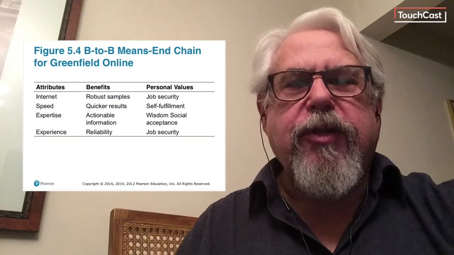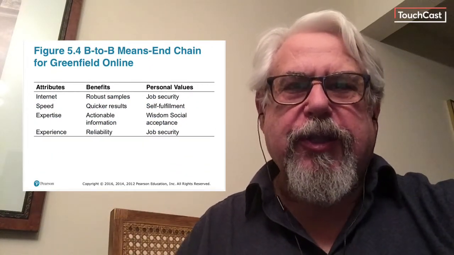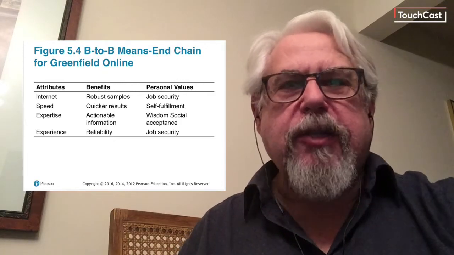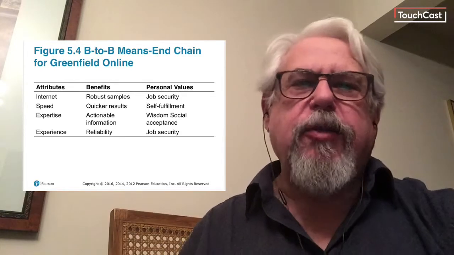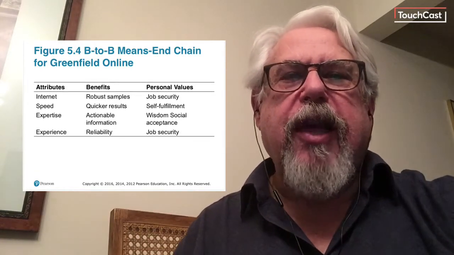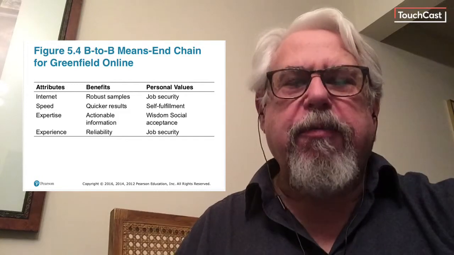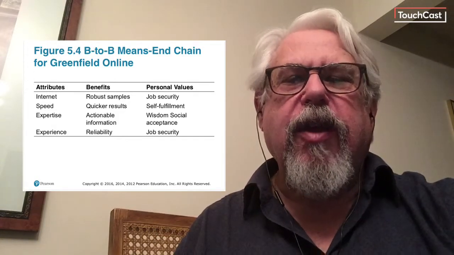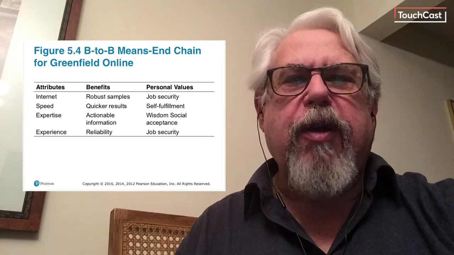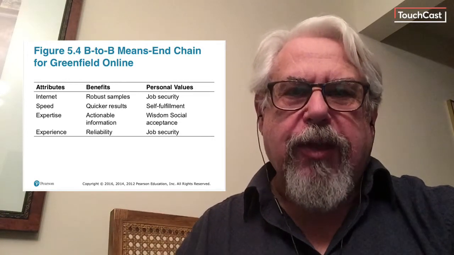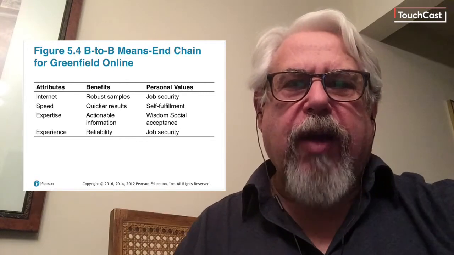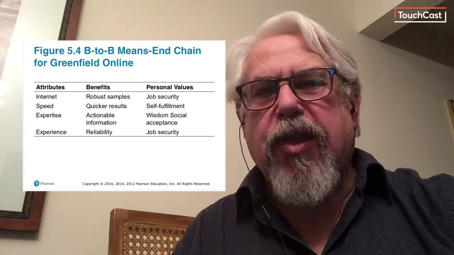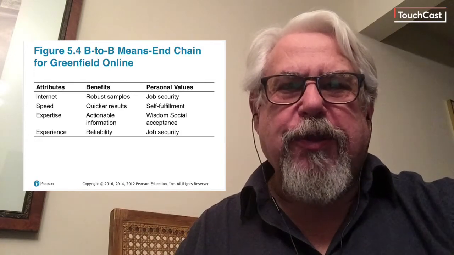So the same issues that apply to the end user consumer, the customer that we tend to think about, also apply in business to business. There is a means to an end chain. And we see some examples here where there are certain attributes in the example that's given in the text of Greenfield Online. Internet speed, expertise, experience, attributes, things that this particular vendor makes available and tries to communicate to its potential and existing customers. And here's the things about us, here's what it does for you, those are the benefits.